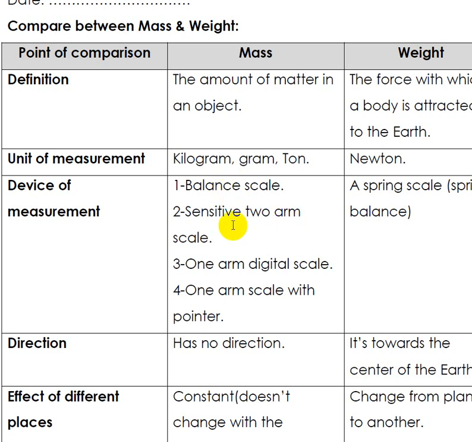As for the measuring tools, for mass we use tools like the balance scale, the sensitive two-arm scale, the one-arm digital scale, and the one-arm scale with pointer. But the weight has only one device to be measured by, which is a spring scale.